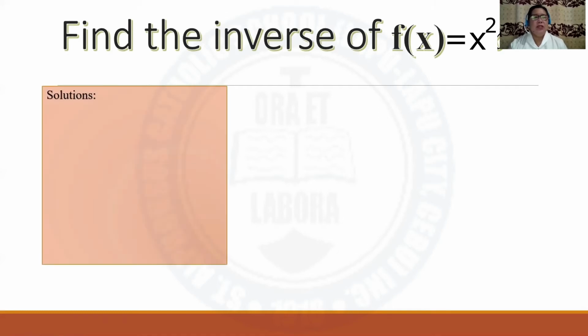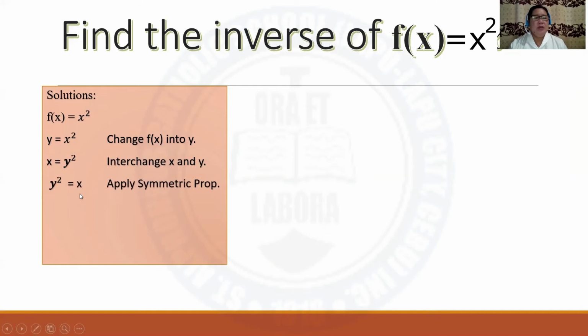So the solution, given f of x is equal to x squared: first move, you change f of x into y, then interchange x and y. So from y it becomes x and from x it becomes y. Then apply the symmetric property of equality, just interchange the order. You write y squared here and then x here.